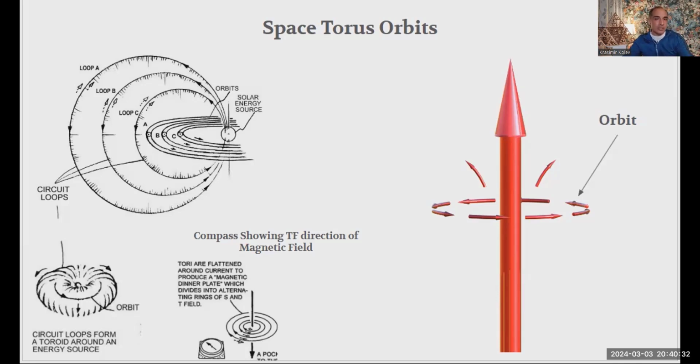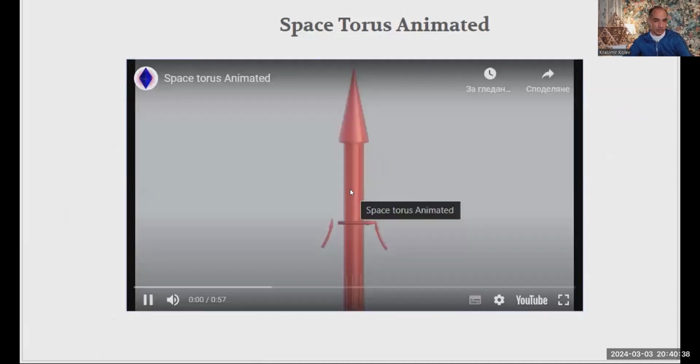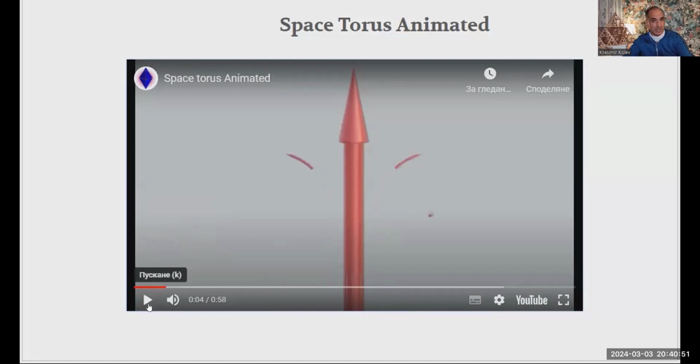But in order to understand this even better, I made a video for you, in which you can see the flow, what is actually going on, just to visualize it better for you. Now you can see we have a force moving upward, and there are circuit loops forming in that direction, the same direction as the force moves. Those circuit loops create this orbit here, which follows the right-hand rule.